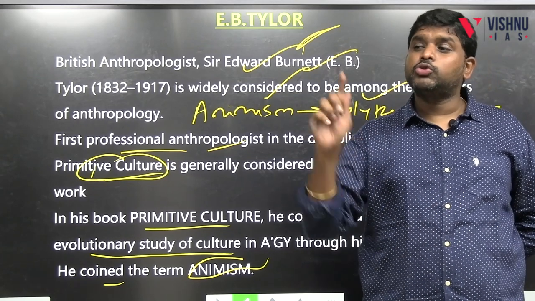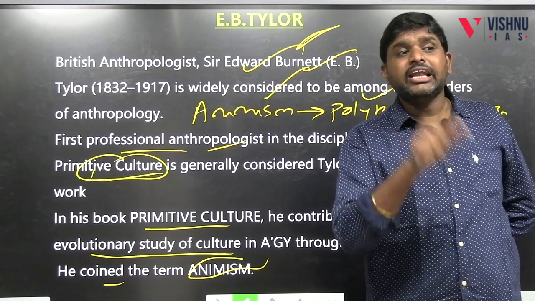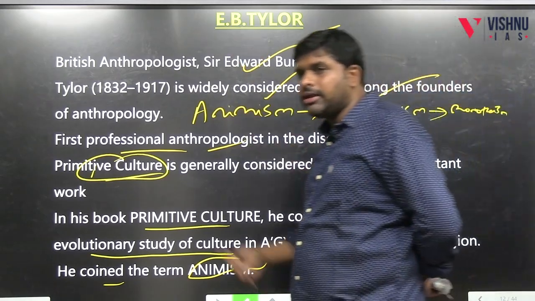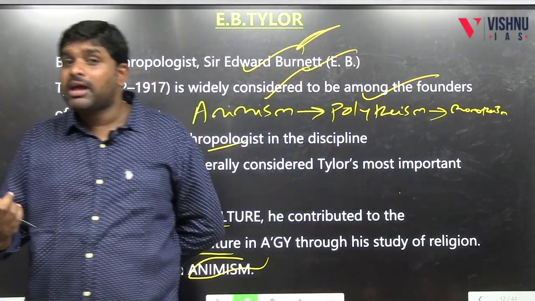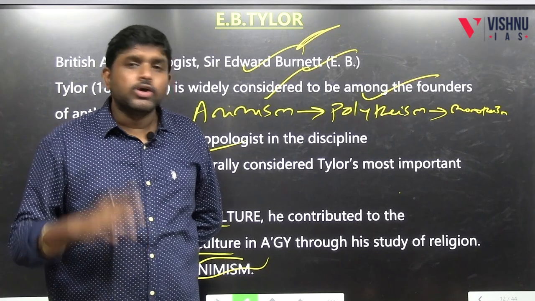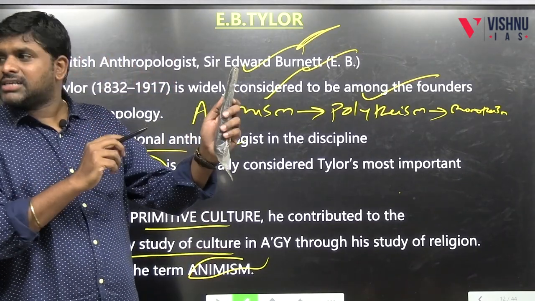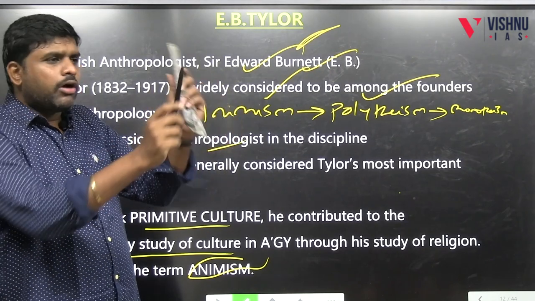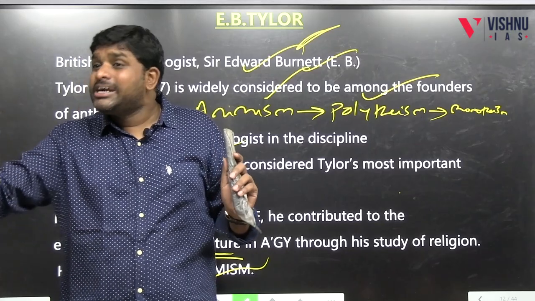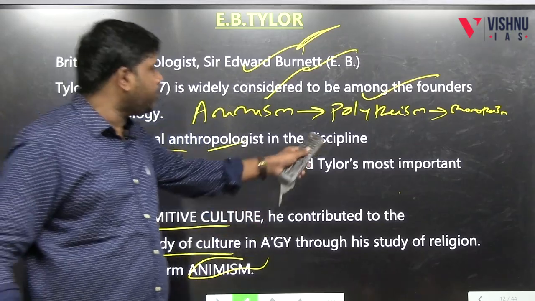So he is the first person who studied religion, and he told the sequence of evolution of religion: that religion evolved from animism to polytheism, then what happened? Then he told, souls are not one. One man will die, multiple people will die, so multiple souls are there. These multiple souls started taking some shape. This is one God, this is another God, this is another God. So multiple gods came into existence, multiple souls became multiple gods, hence evolved into?